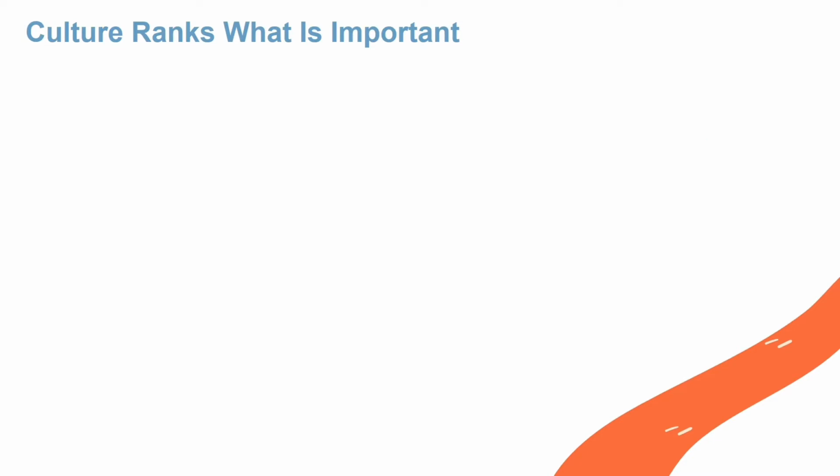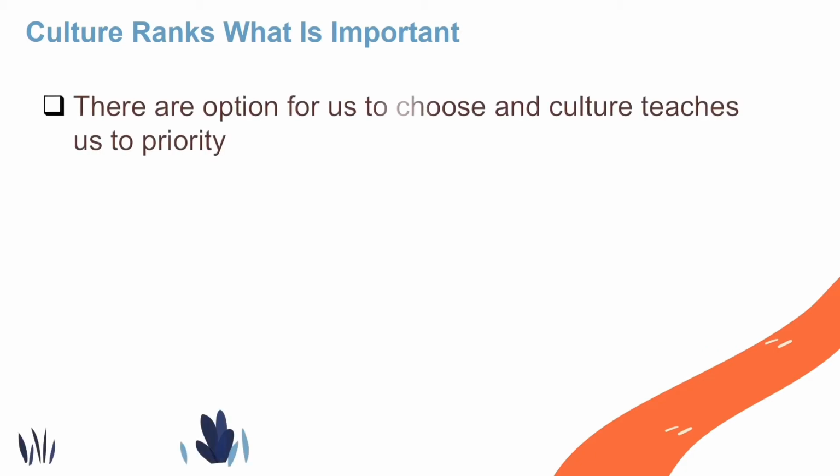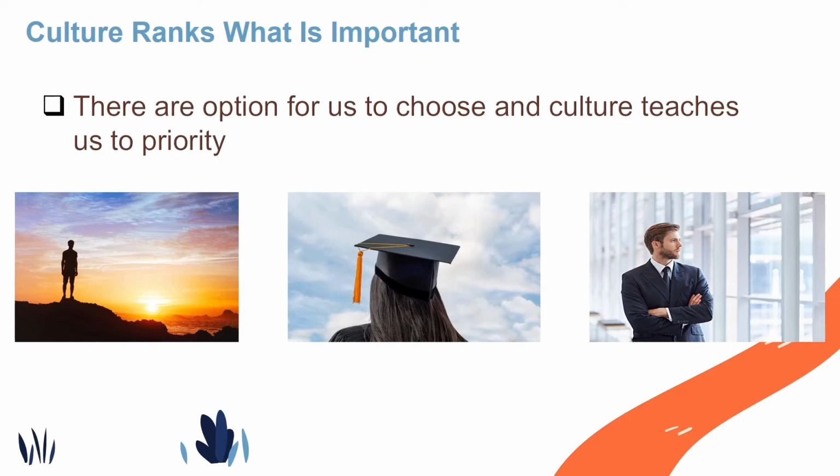So now we shall move on to the things that culture does. First, culture ranks what is important. There are options for us to choose from, and culture guides us to priorities. For example, life, education, and career may be there for you to choose. If your culture leads you to value education, then you may choose education as your important element.